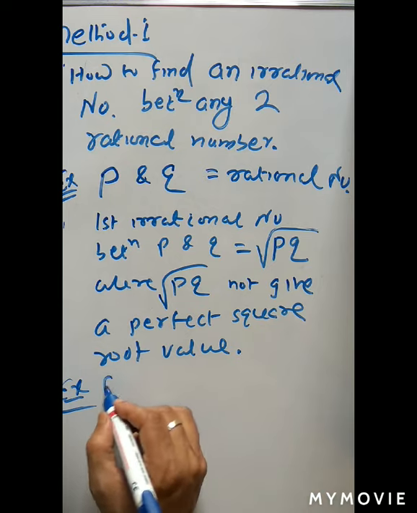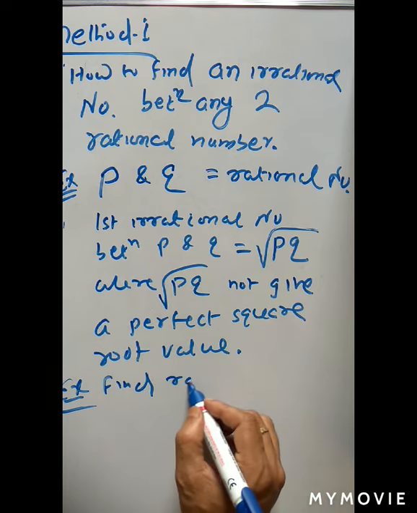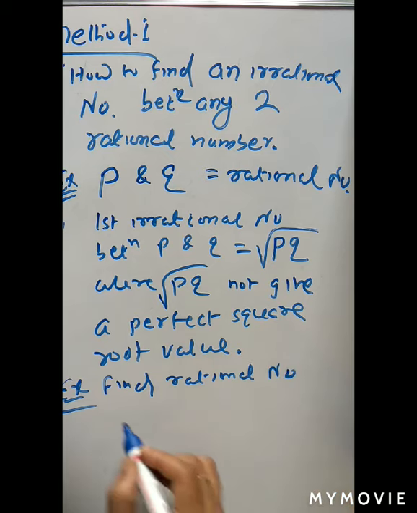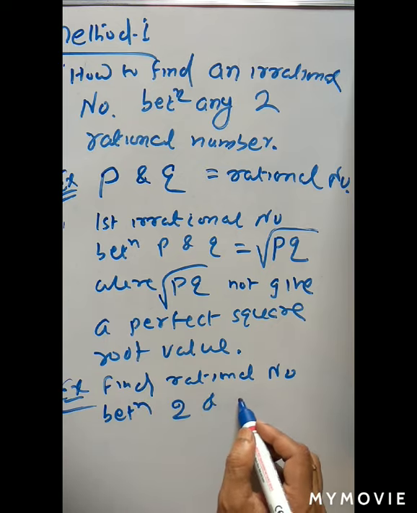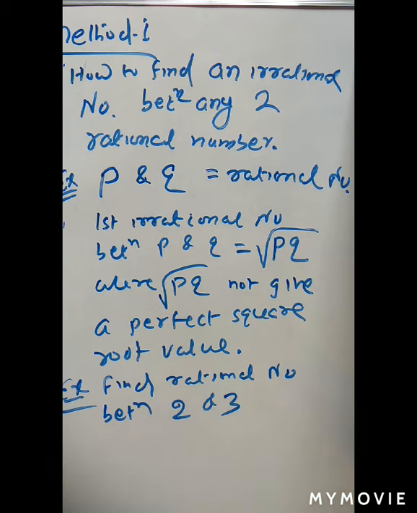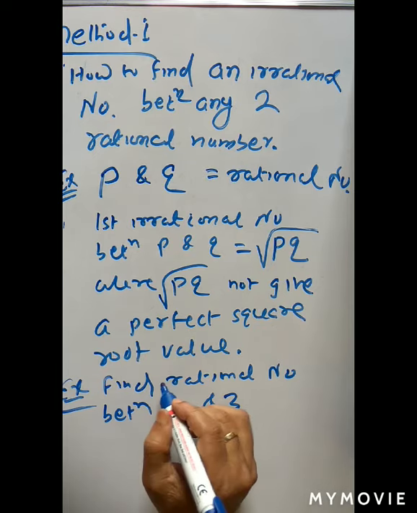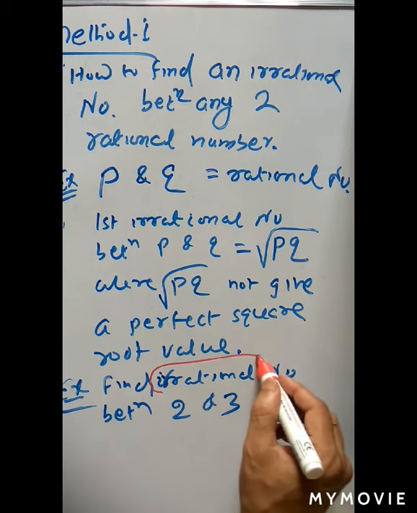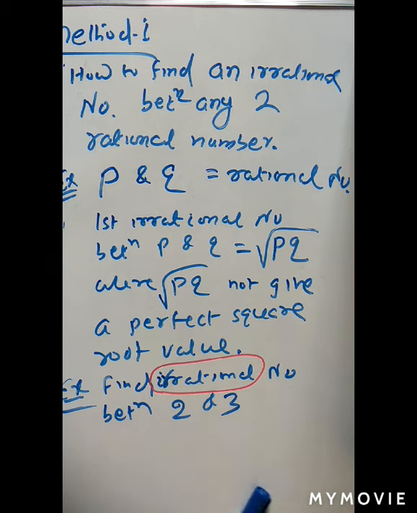Question is, find an irrational number between 2 and 3. Sorry, find rational number between 2 and 6, sorry, so find irrational number. So you have to find an irrational number between 2 and 3. So what will we do? The irrational number is represented by S. So S can be taken as, you see.